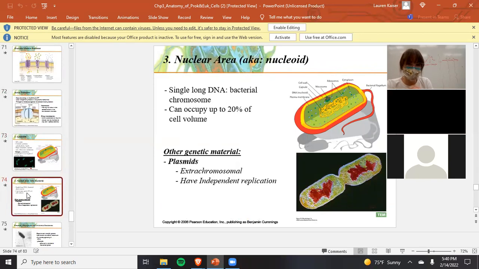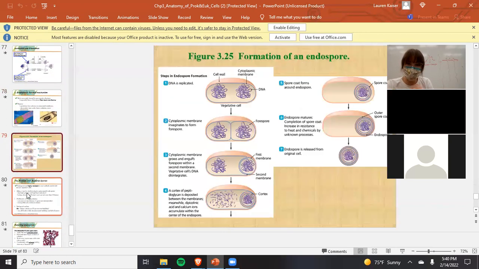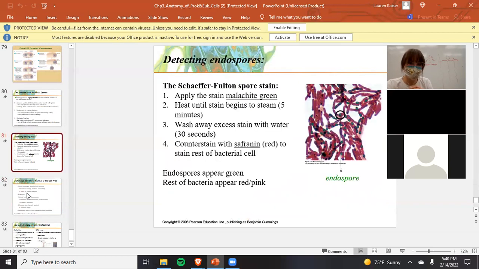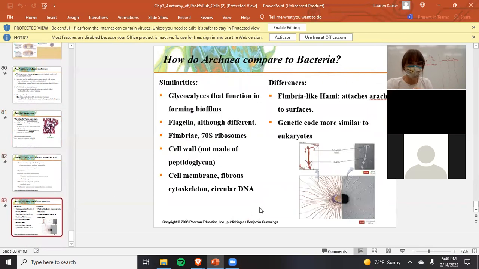You know what? Let's go ahead. I think this is going to be the end of the, and you guys obviously will probably know what endospores are. And this is what type of stain? Let's just say it right there. Just kidding. Schaefer-Fulton is our spore stain. Copy this down. Differences between archaea and bacteria. So that's kind of like our middle ground. They're not necessarily prokaryote and they're not necessarily eukaryote, but they're more like eukaryote.